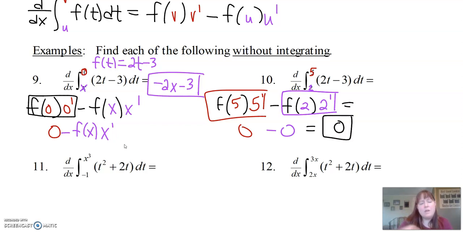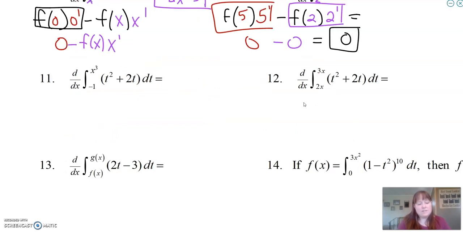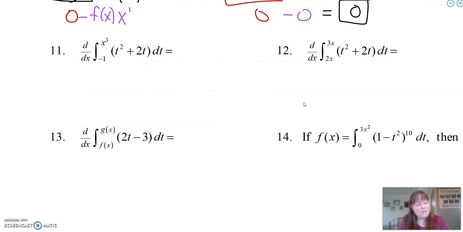And remember I talked about that if these two limits are constants, then we end up with 0, right? Because a definite integral is just a number, right? And when we take the derivative of a number, we get 0. But that's where the second fundamental theorem of calculus kind of shows that for us. All right, let's take a look at this one. So v is x cubed, and u is negative 1. So let's go ahead and figure this one out.